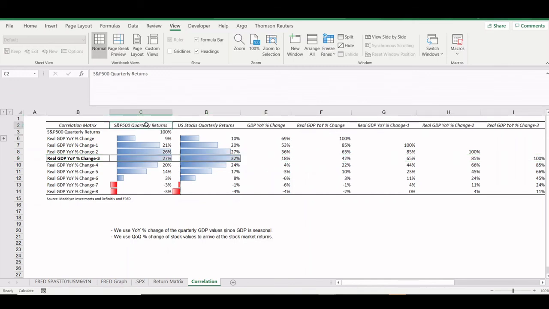If we look at the S&P quarterly returns, the correlation of these returns and the GDP growth rate, you can see the correlation is 9%. If you look at the US stock quarterly returns, it's the same thing, it's 10%. But if we're shifting the data by 1 quarter, we see that correlation is increasing. If we're shifting the data by 2 quarters, and in this case, we're shifting the GDP return by 2 quarters.